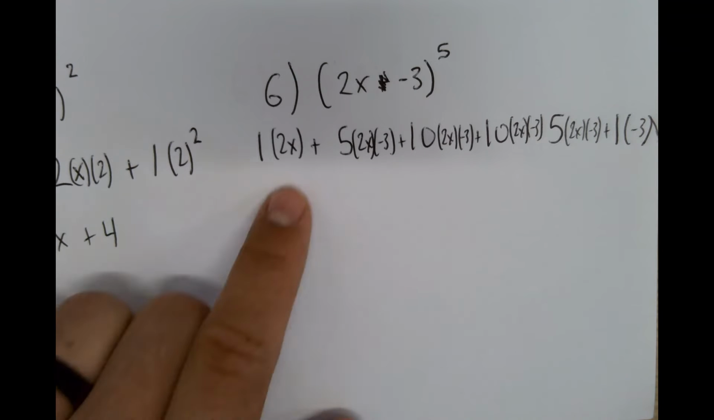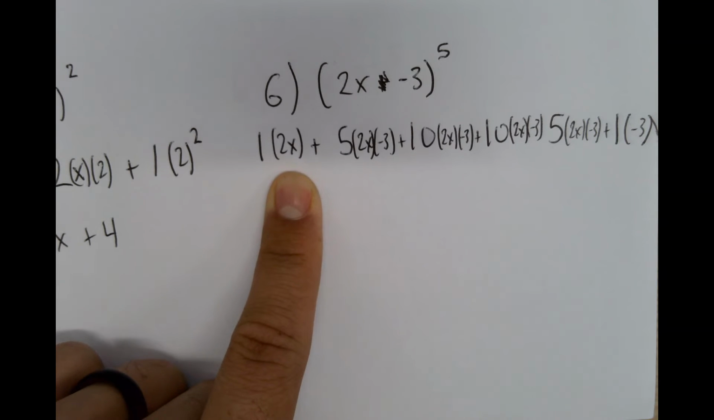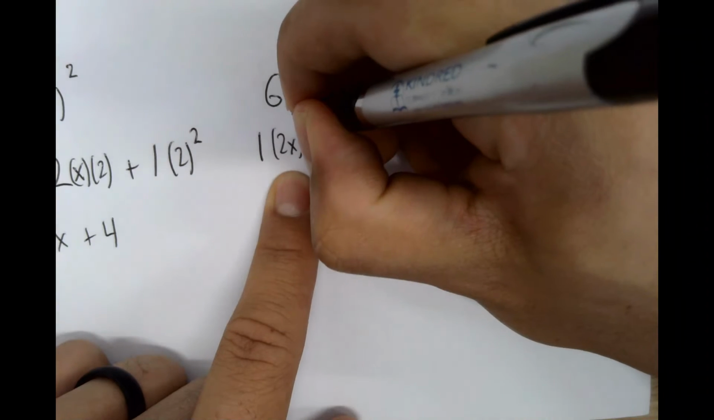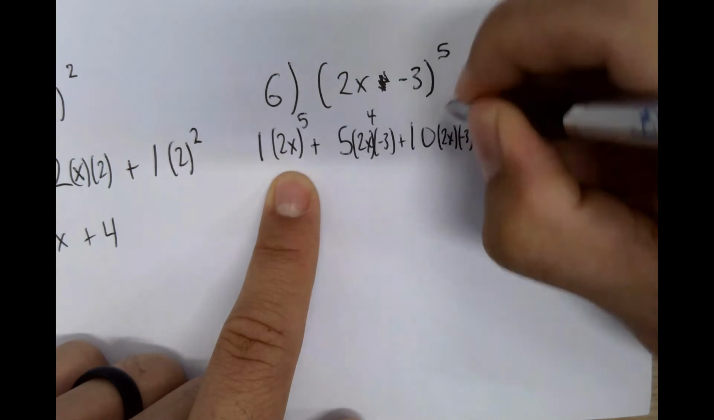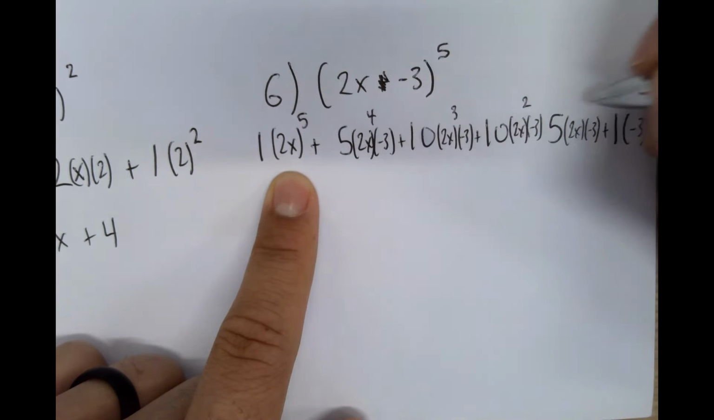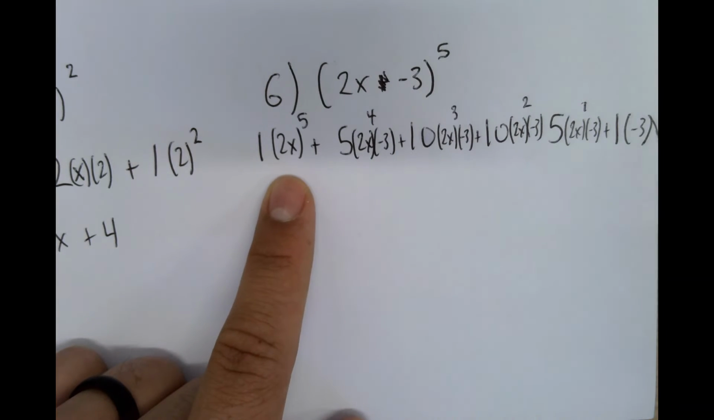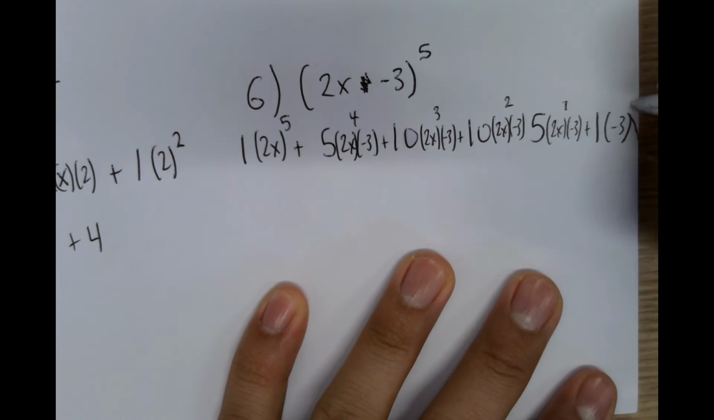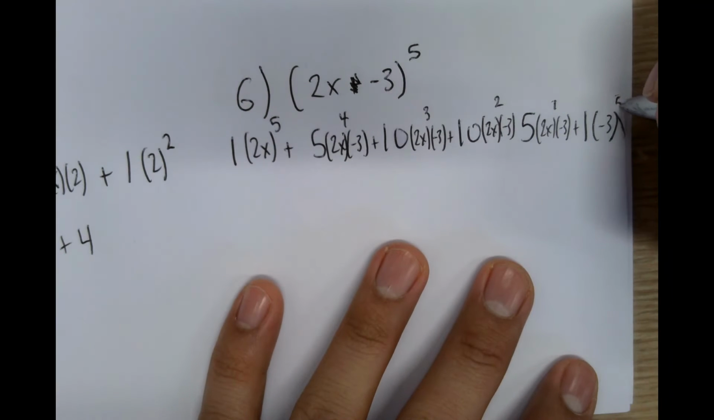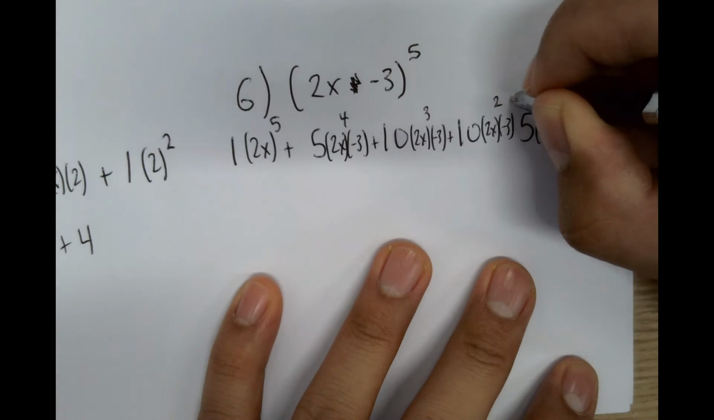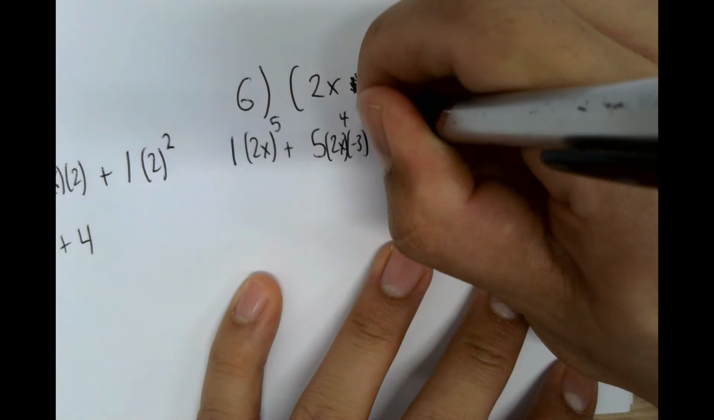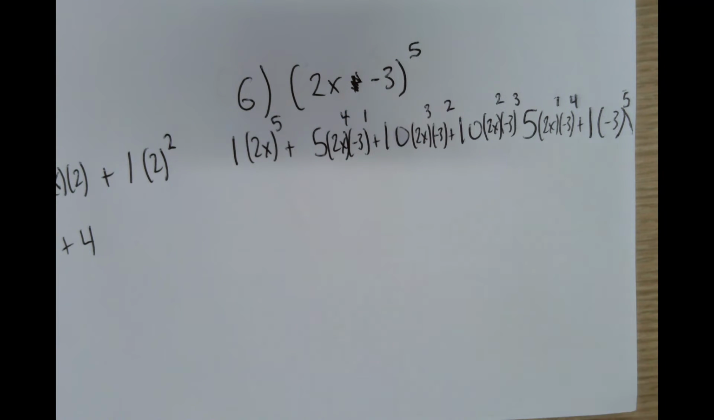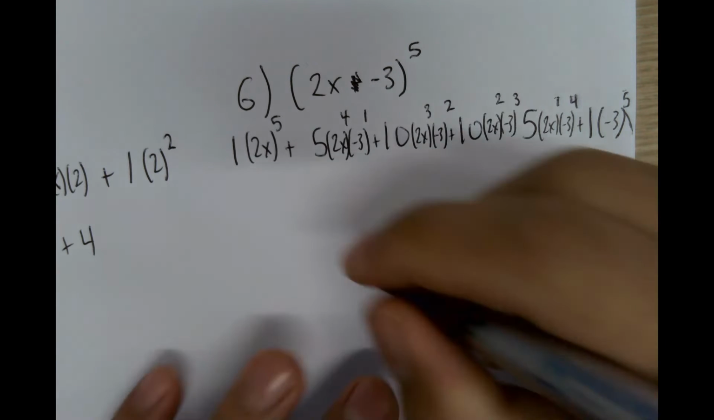Okay, so again, we're going to focus on the first term and just the first term. So again, we know it's going to be to the 5th power, and then it's going to be to the 4th power, and then the 3rd power, and then the 2nd power, and then the 1st power, and then 0. Okay. The second term is going to be from the 5th power, 4th power, 3rd power, 2nd power, 1st power. Okay, so then you have 2 to the 5th power, which is 2, 4, 8, 16, 32. So then you have 32.